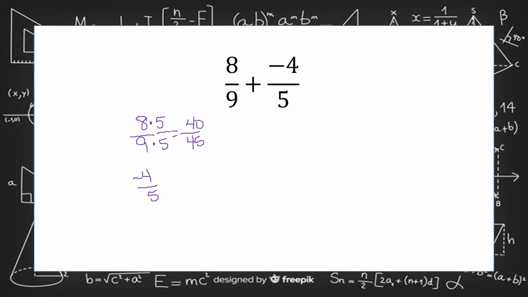I am adding these, so I want to make sure I put my addition sign there. I want to get to 45, so I have to multiply 5 times 9. If I do it to the bottom, I also have to do it to the top. Negative 4 times 9 is negative 36. So now I can add. I'm going to add 40 plus negative 36, or 40 minus 36. That'll give me 4, and I bring down my denominator. So 4/45.